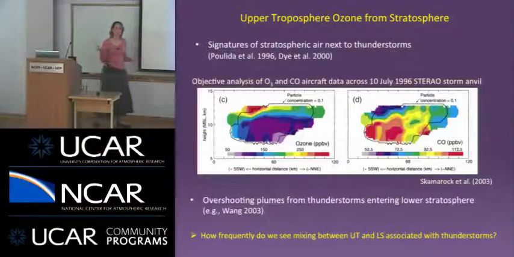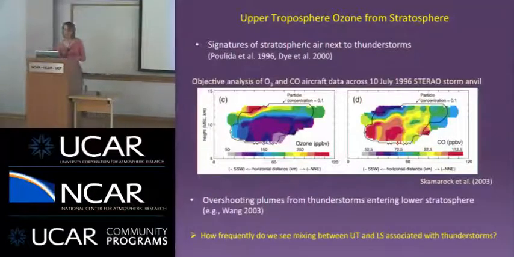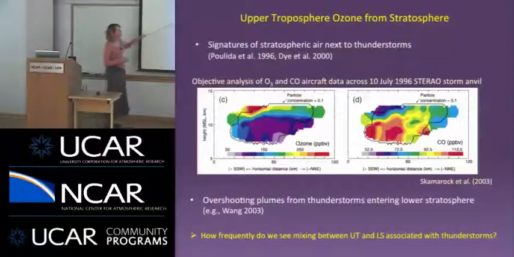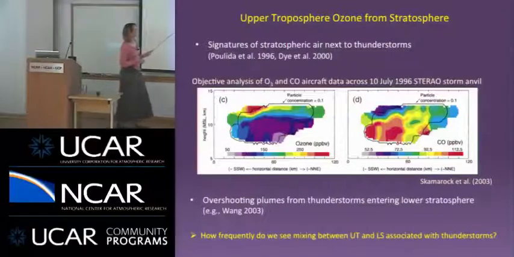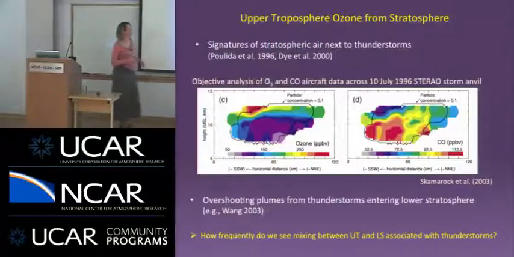STEREO is a thunderstorm project that we had back in 1996 in northeast Colorado. And what's shown here is the ozone concentrations across the anvil region. So here's the cloud anvil of this particular storm. We see that there's low ozone being transported from below to the middle of the convective outflow region. But we see high ozone near the top edge and along the side of the anvil.